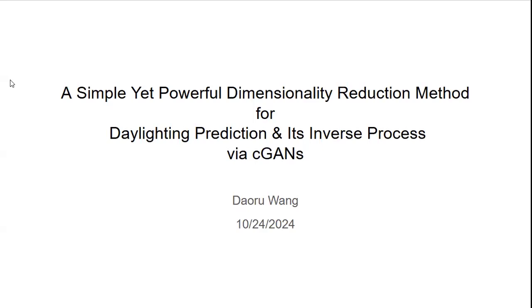My name is Dao Wang, and today I will be presenting our research, a simple yet powerful method for predicting daylighting performance using cGANs. This work was done in collaboration with Dr. Wen Place, Stephanie Li, Ruguan Liu, and Dr. Zhen Xin Hu. I'll be covering how our dimensionality reduction method simplifies daylighting simulations and how we introduce an innovative inverse process to predict window configurations from daylighting results.